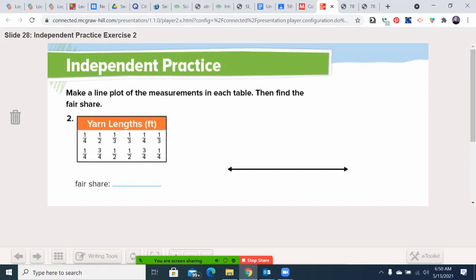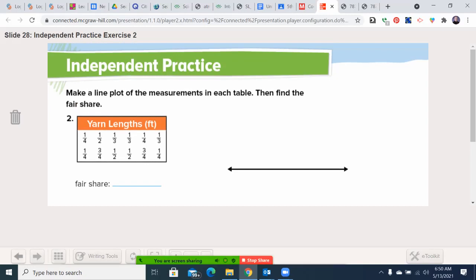Remember, when figuring out the work, you're going to pause the video. You're going to want to set up your number line. And this one definitely between 0 and 1, because that's where your range of numbers are. And then find the fair share of these 12 different measurements. Go ahead and pause the video. I'll see you on the other side.